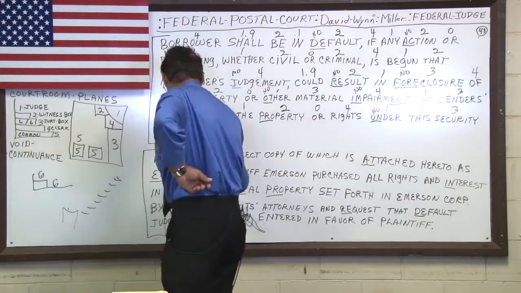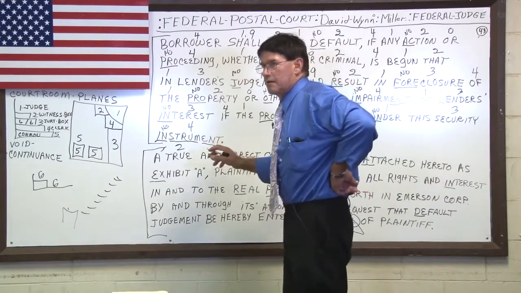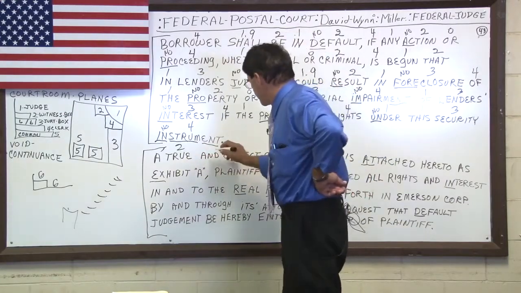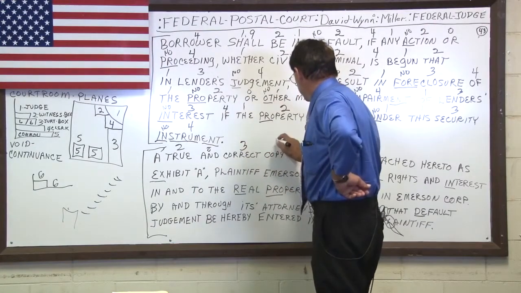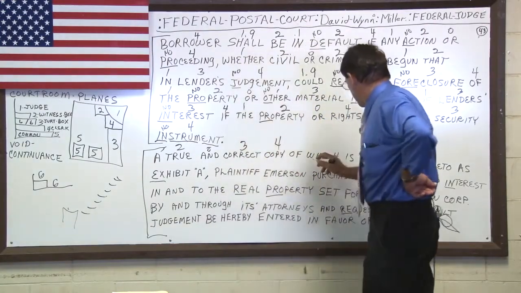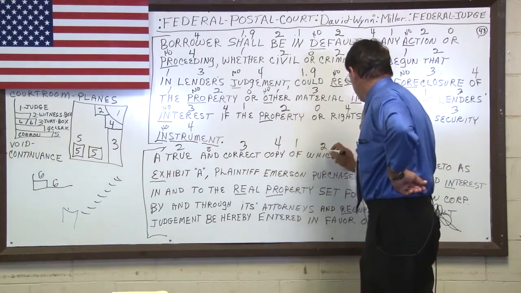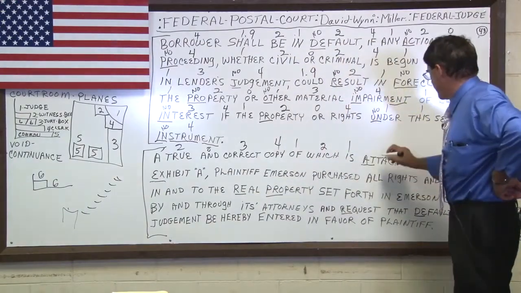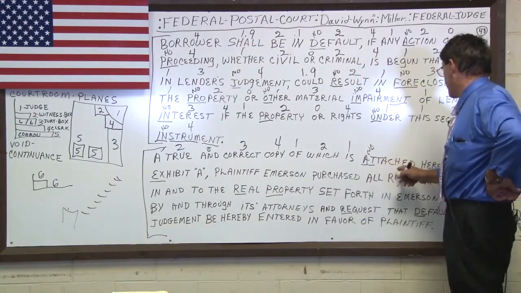A true, which now becomes a verb. Truth is not a verb. It's a condition of state. And is a conjunction. Correct copy becomes an adjective pronoun. Of is an adverb, making which to be a verb. Is an adverb, making attraction to be a no attached. Is a no contract.